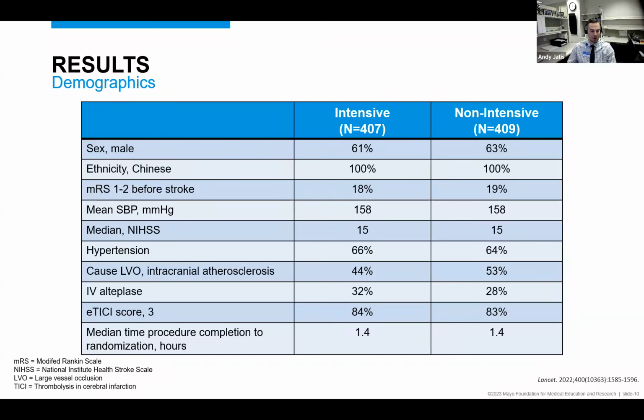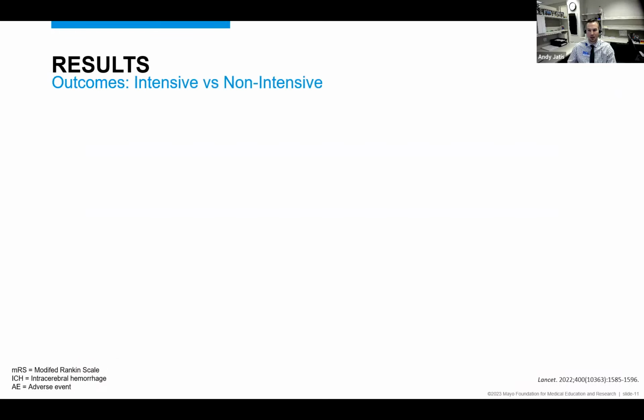One of the last things to point out is their TICI score of 3 suggests that a large majority of these patients excelled in their reperfusion rates, having 100% success on that, and about 84% in these two arms. So then moving on from our demographics to our primary outcomes and secondary outcomes of interest, looking at our intensive therapy versus non-intensive.